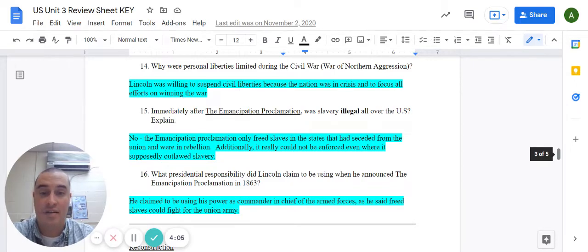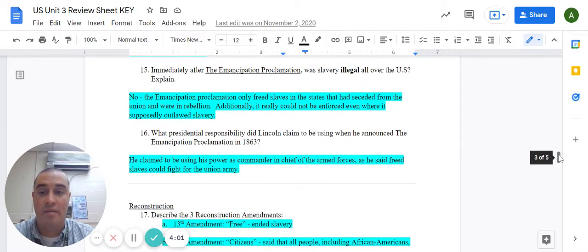15 asked about the Emancipation Proclamation. So slavery was not outlawed everywhere immediately after the Emancipation Proclamation was issued. Technically, it only freed slaves in the states that were in rebellion and that had seceded from the Union. Additionally, it couldn't really be enforced, even where it was supposedly outlawing slavery.